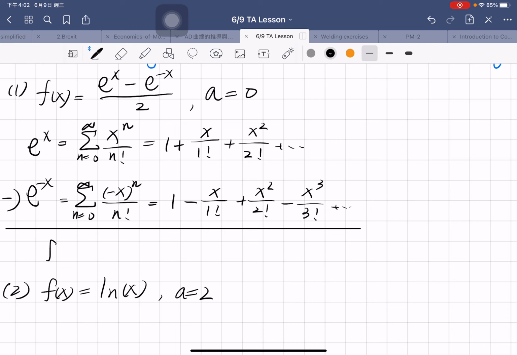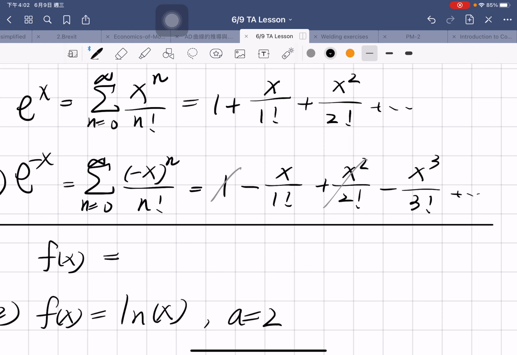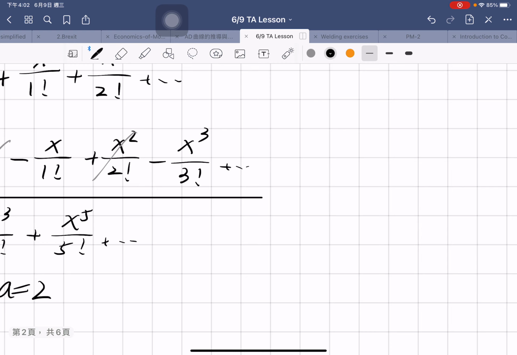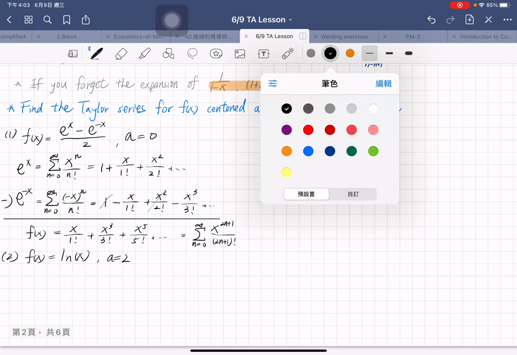So our f of x will be equal to, because this subtracts away the other terms, you get only the terms x over 1 factorial plus x cubed over 3 factorial and x to the 5 power over 5 factorial and so on. At the end, you can write it as sigma n from 0 to infinity of x to the 2n plus 1 power over 2n plus 1 factorial. Okay, so this will be our answer.